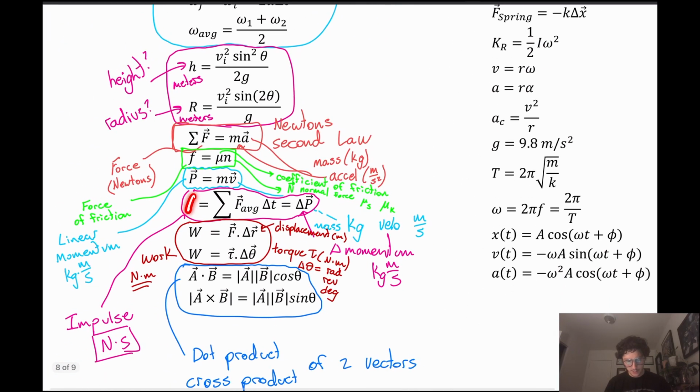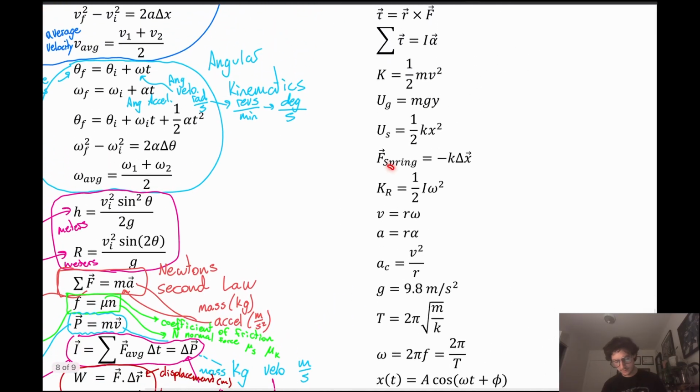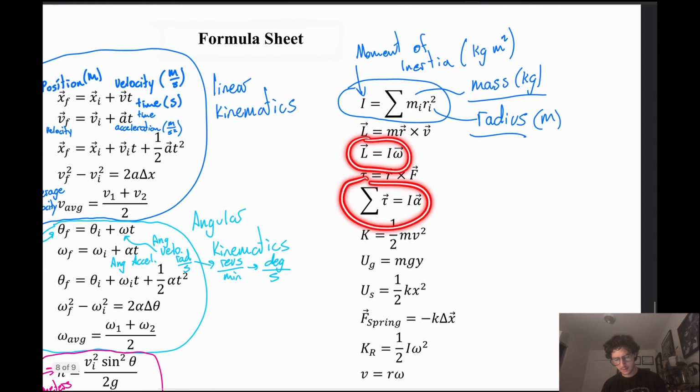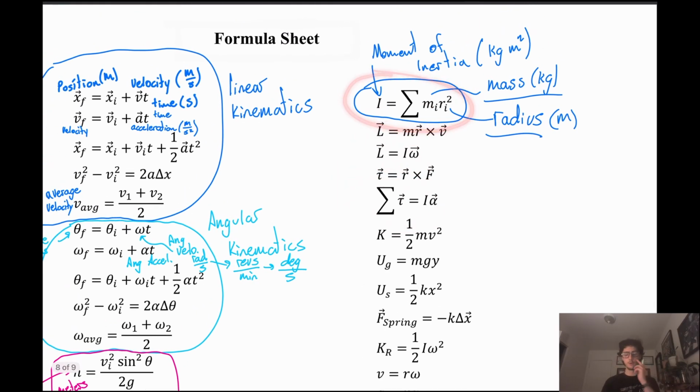This I, the impulse I, the only place it appears is this equation. So the second you see impulse, you use this equation. And the second you see moment of inertia, you have several equations to play with. You have this one that has an I in it. It's right here. You have this one, it has an I in it. You have this one, it has an I in it. And this is the definition itself of moment of inertia.